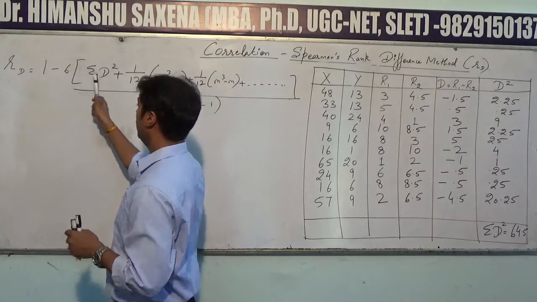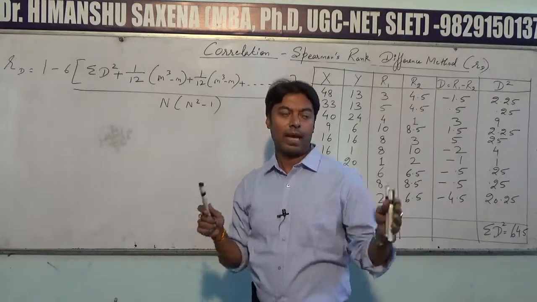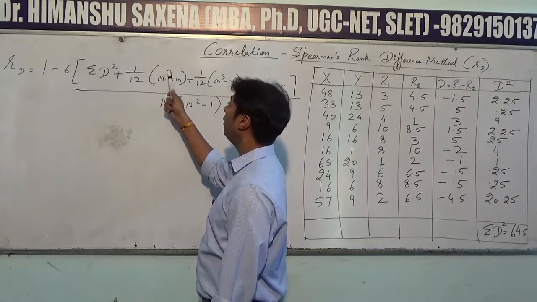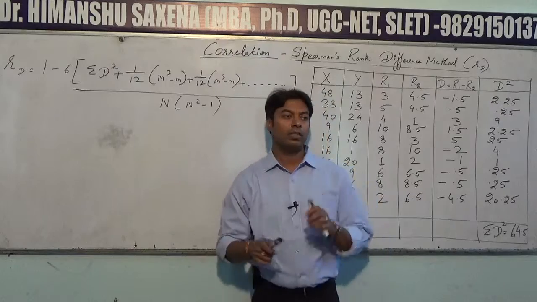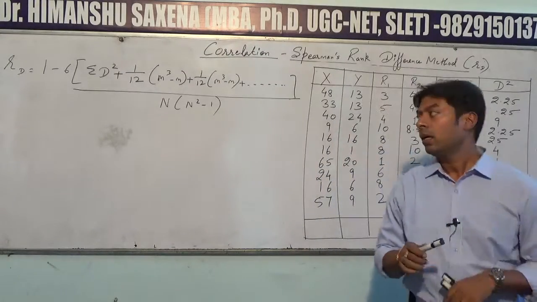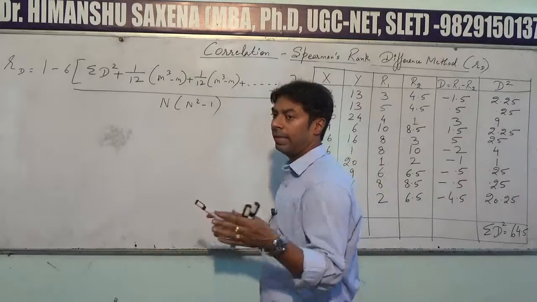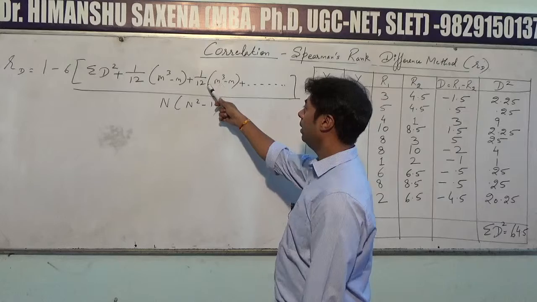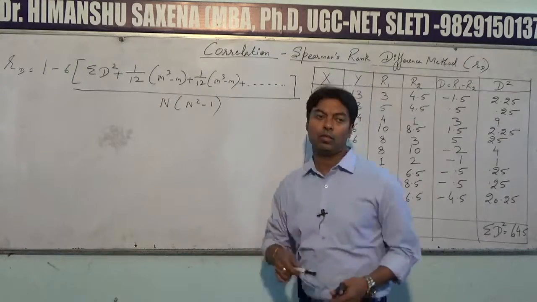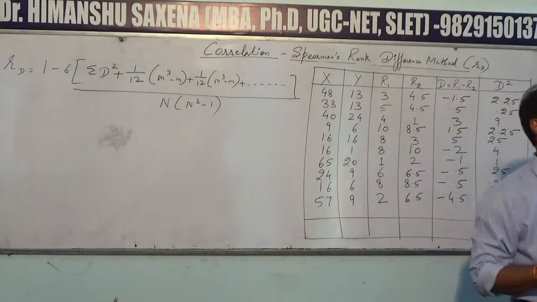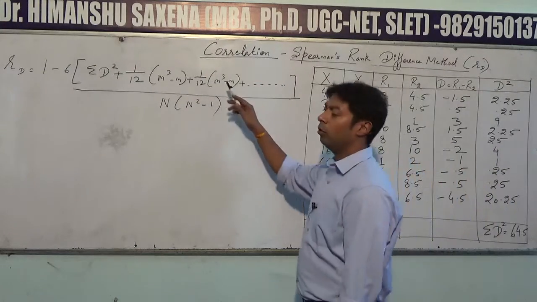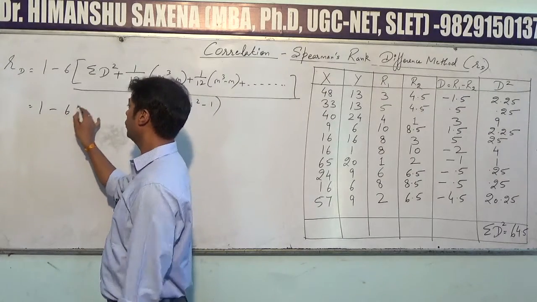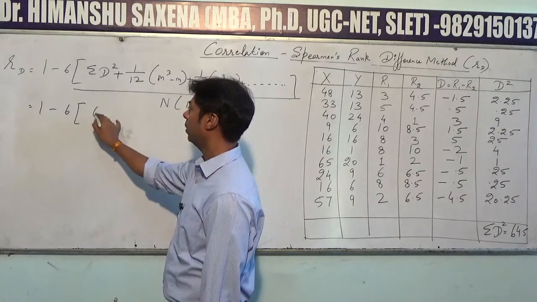6 is a constant. Summation d square is exactly the same as we calculated in the previous lecture. 1 by 12 n cube minus n. Now 1 by 12 is Spearman's constant. m refers to tied cases. The number of ties is denoted by m. And as the cases of tie increase, similarly this term will keep on increasing. So how will we put this in our formula? Please pay attention.